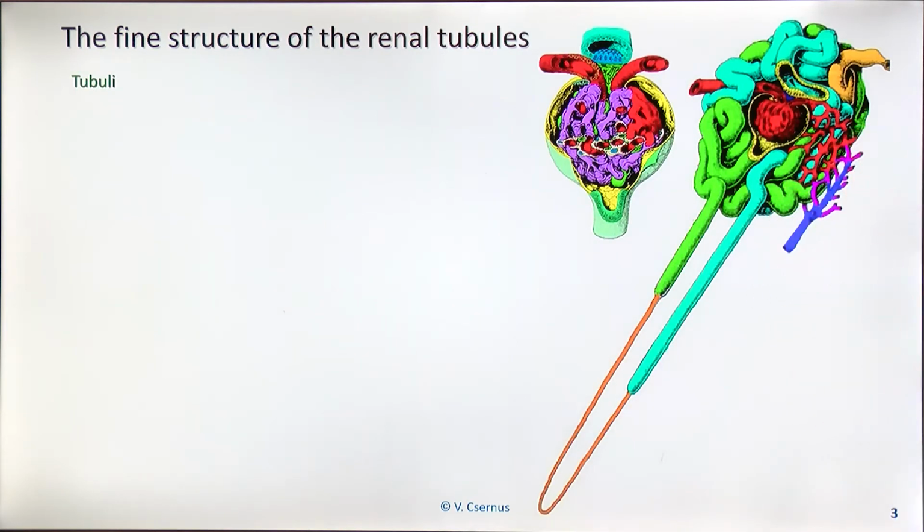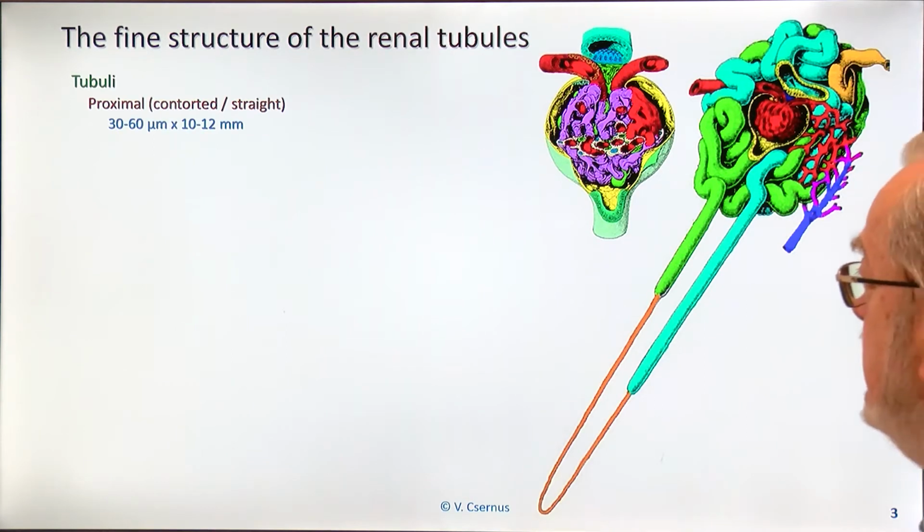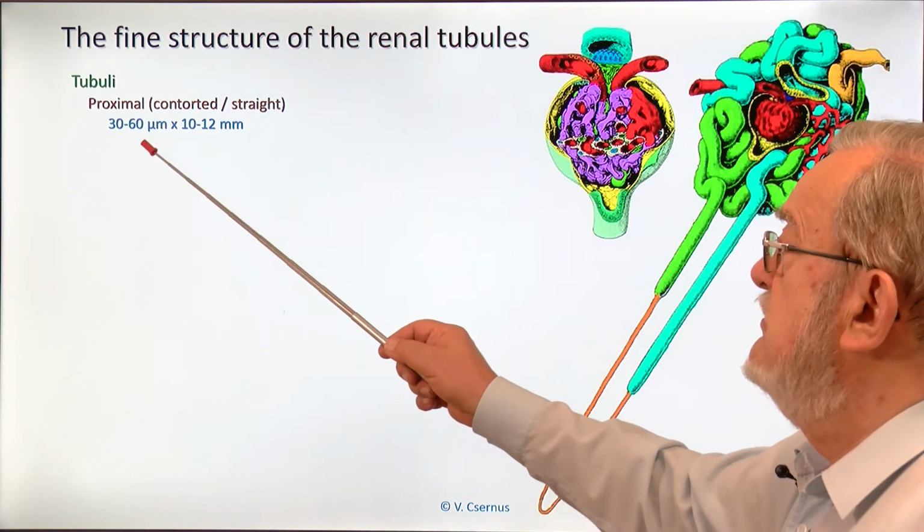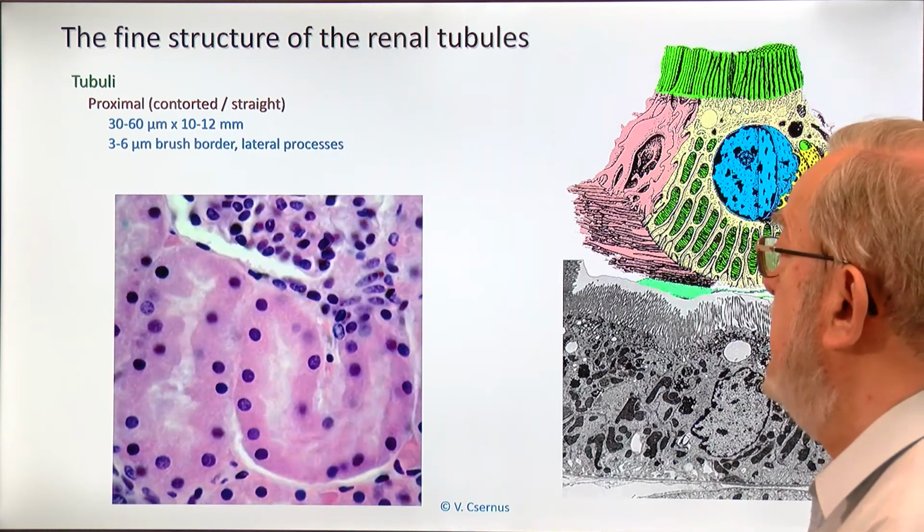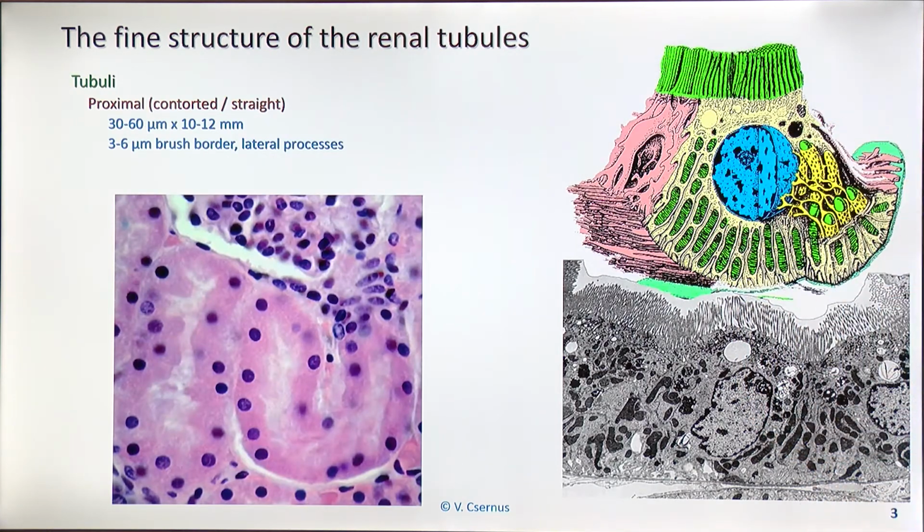Now let's see the fine structure of the tubules. You know, from the Malpighian corpuscle we come to the proximal tubules, the Henle's loop, and the distal tubule system. The proximal tubule, which consists of the convoluted or contorted part and the straight part, both of them have identical histological structure and identical function, so we make no distinction right now. As you remember, this is 60 micrometers in diameter and up to 12 millimeters long.